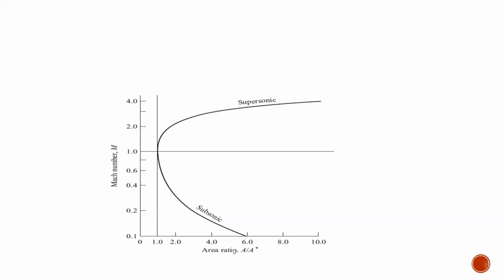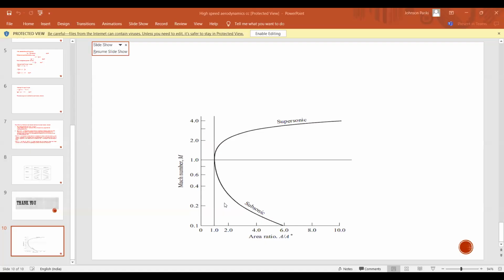This is the ratio plot of Mach number and area. A star is the critical area, and here we have the area ratio with respect to the Mach number relation.